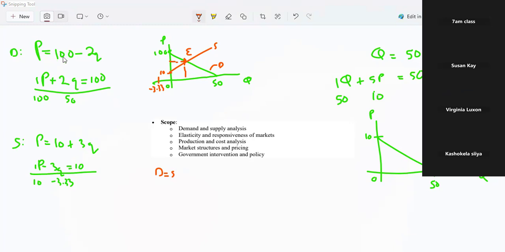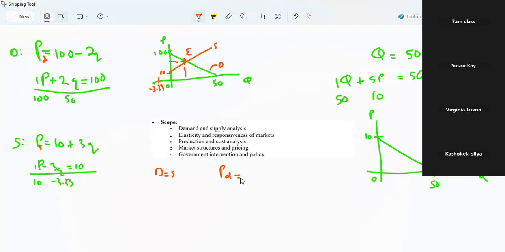Our demand was 100 minus 2Q. What was our supply? 10 plus 3Q. So the law of demand says demand 100 minus 2Q should be equal to 10 plus 3Q. This is our price demanded and this is our price supplied. So at equilibrium, price demanded must be equal to price supplied.